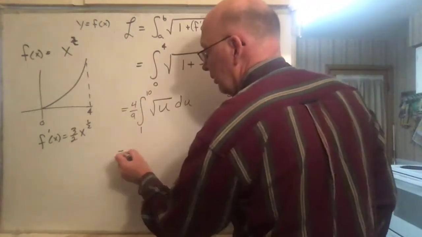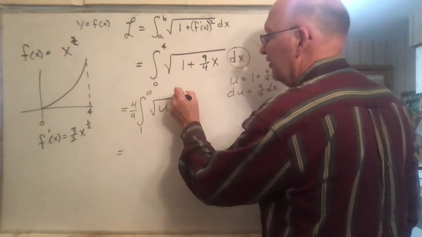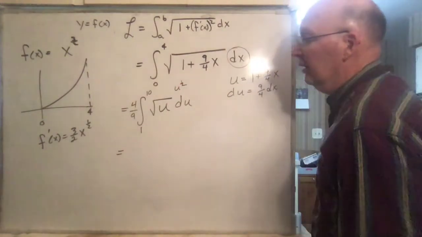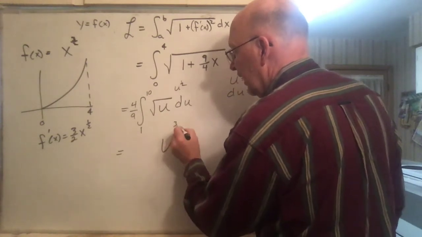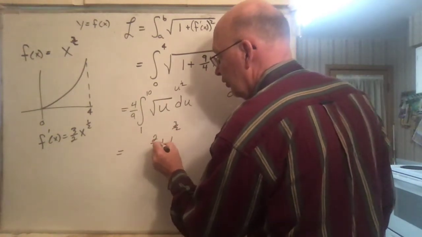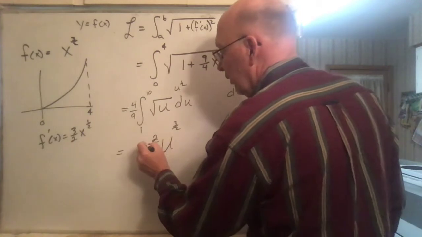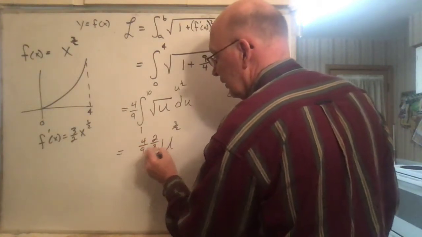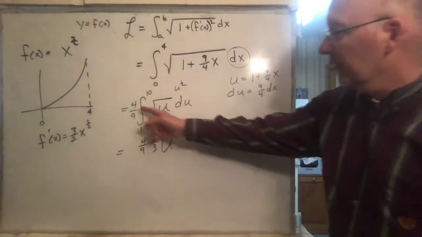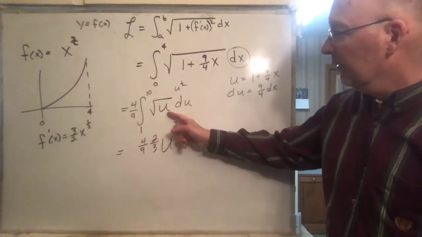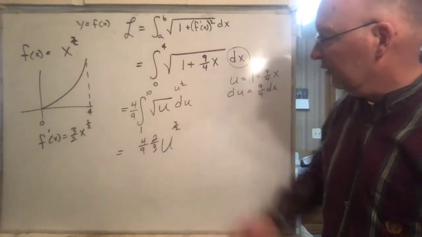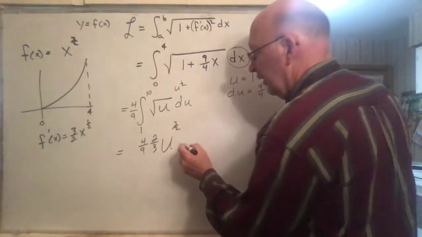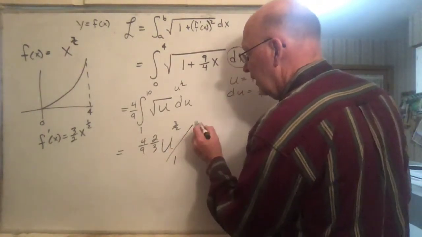So now I'm going to do 2 steps in one. This is the same as u to the 1/2 power. So the antiderivative of that is going to be u to the 3/2 power times 2/3. And we already have a 4/9 in front there. See that? So I've got my 4/9. The antiderivative of this is going to be u to the 3/2 times 2/3. You got that? And now you evaluate that from 1 to 10.